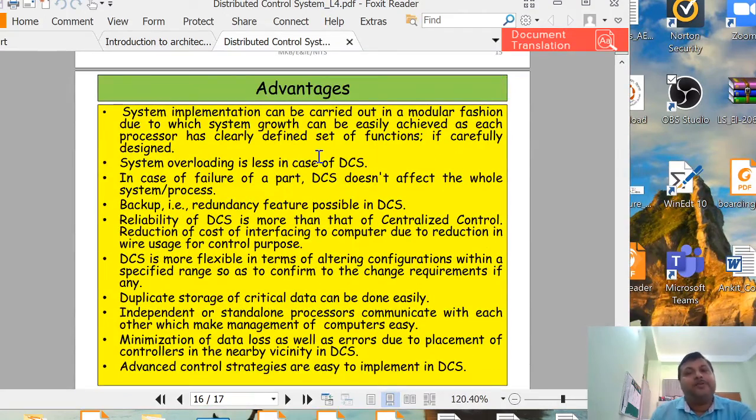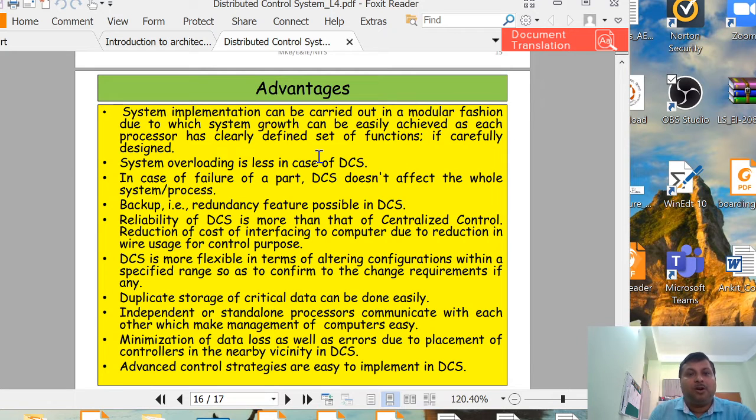Now at last we are going to summarize the advantages of DCS. System implementation can be carried out in a modular fashion, due to which system growth can be easily achieved, as each processor has a clearly defined set of functions if carefully designed. System overloading is less in case of DCS. In case of failure of a part, DCS does not affect the whole system or process. Backup functions are there, that is, redundancy features are possible in DCS. Reliability of DCS is more than that of centralized control.